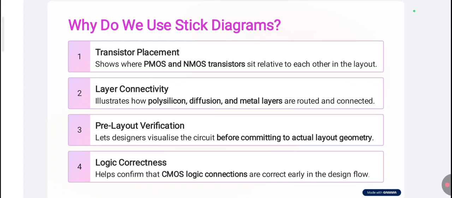Here, in order to represent the stick diagram, different colors are used for these different layers. And also we are going to verify the pre-layout design by using stick diagrams. So the designers visualize the circuit before committing the actual layout geometry. Stick diagrams help us to do this. And also stick diagrams are useful for verifying the logic correctness. It helps us check whether the CMOS logic connections are correctly given or not in the design flow.